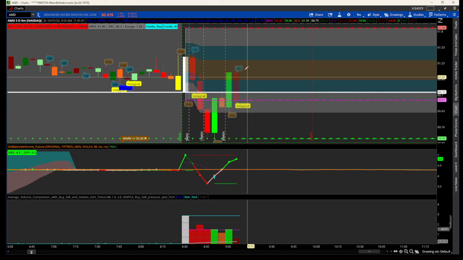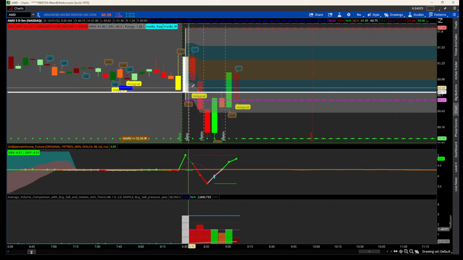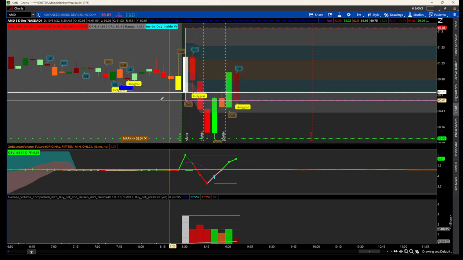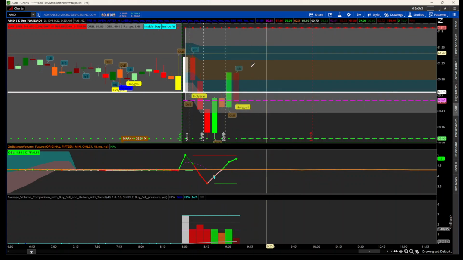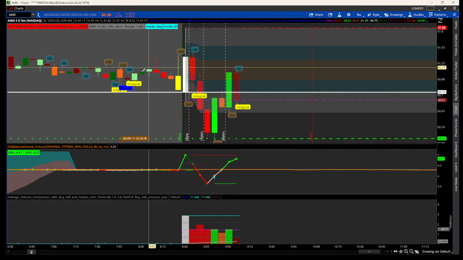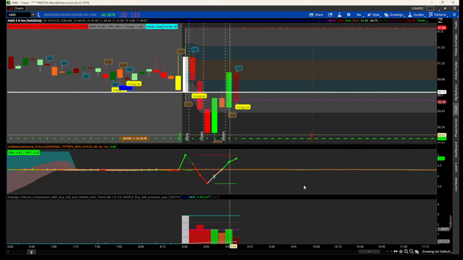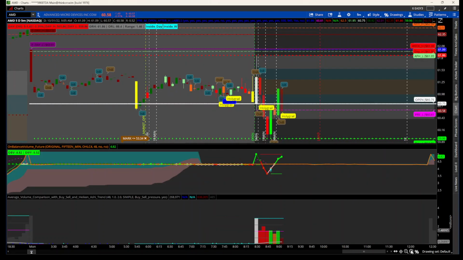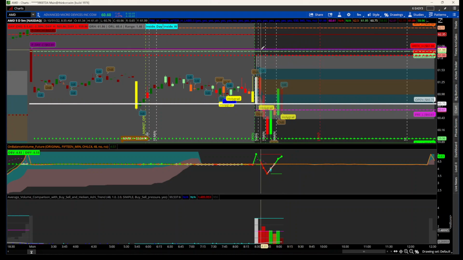So I didn't program those. I didn't put any lines in there because I don't want you to have to worry about a whole bunch of lines covering up your information of the open range. So that's why this open range is the cloud versus lines. And this purple line right here is your pre-market low, and this blue line is your pre-market high.